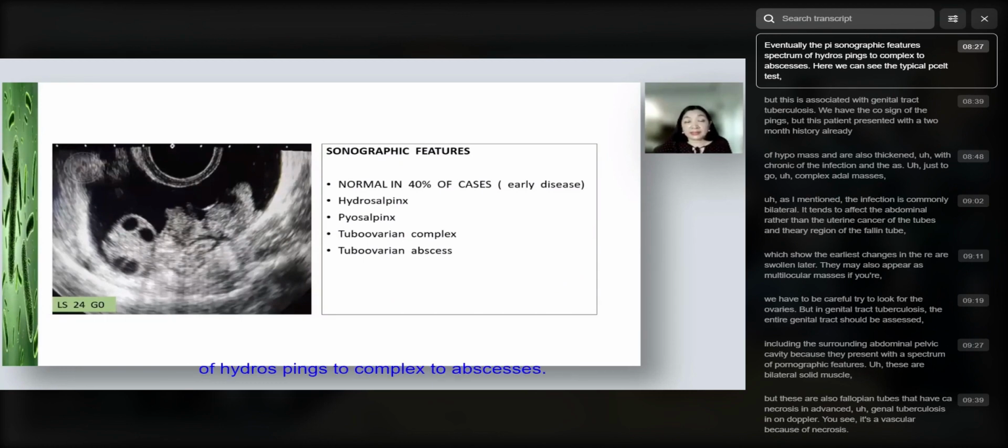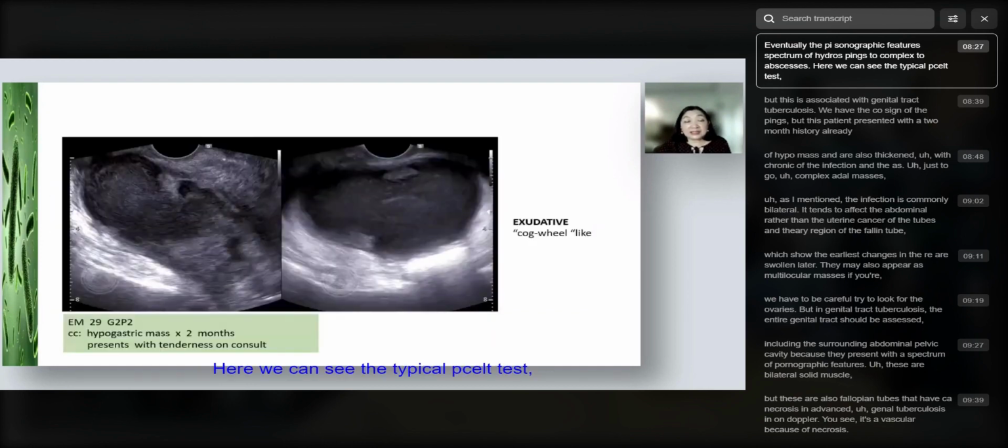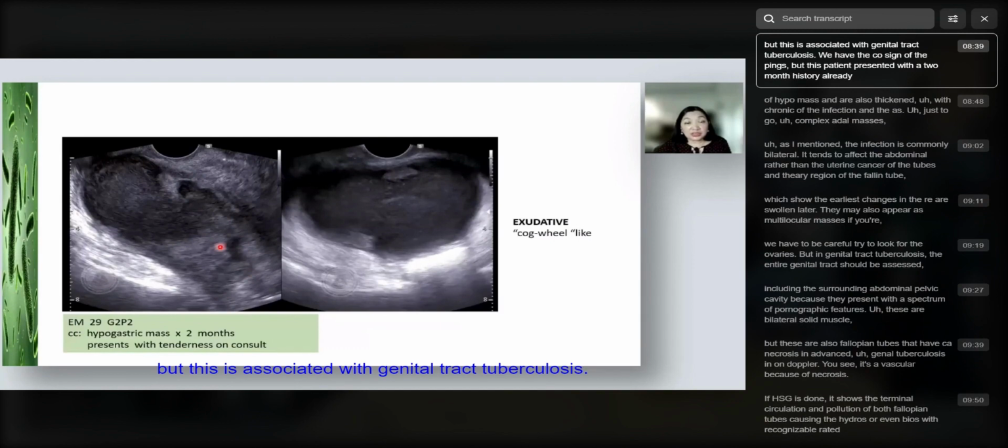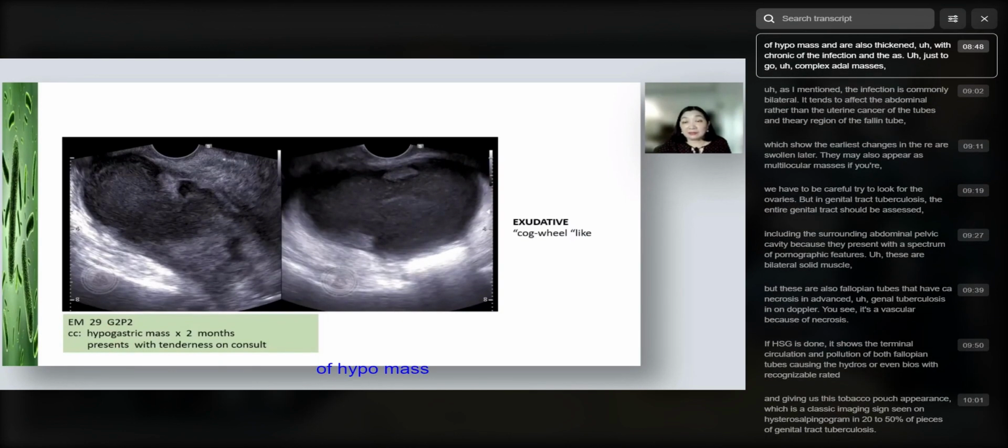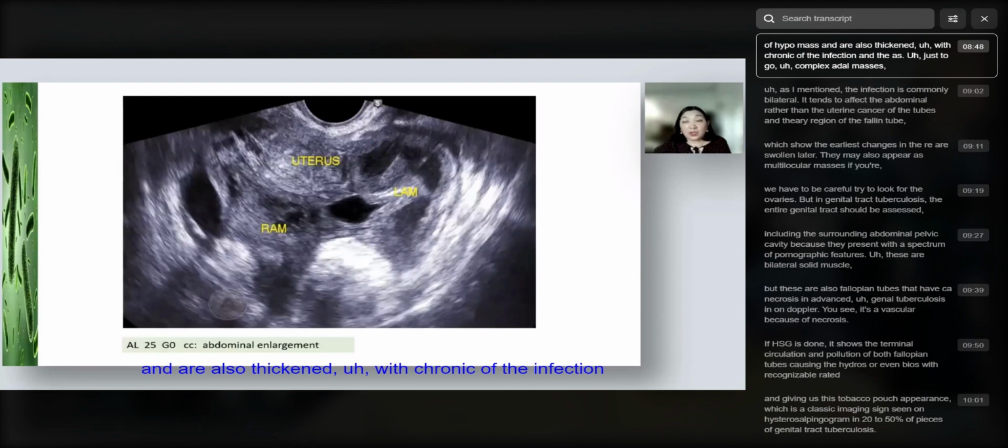tubo-ovarian complex, and tubo-ovarian abscesses. Here we can see the typical pyosalpinges, but this is associated with genital tract tuberculosis. We have the Cogwheel sign of the pyosalpinx, but this patient presented with a 2-month history already of a hypogastric mass. And the tubal walls are also thickened with chronicity of the infection, and they may present as just complex adnexal masses.